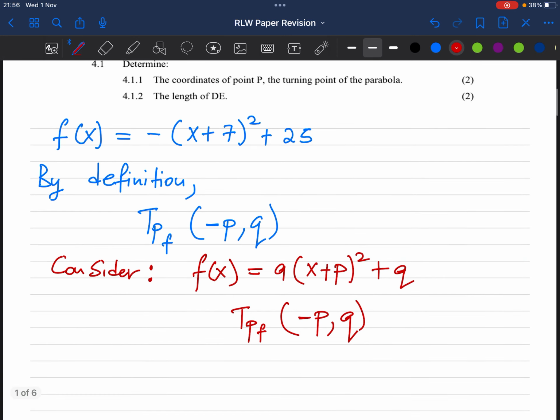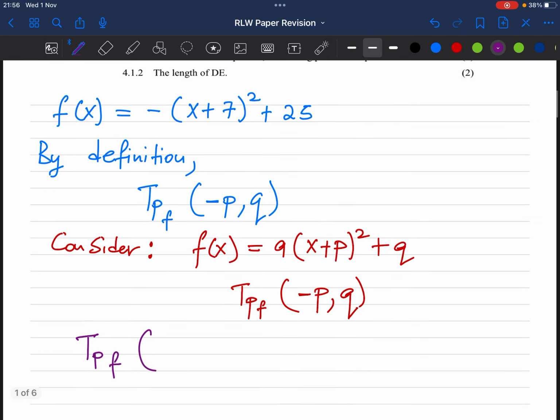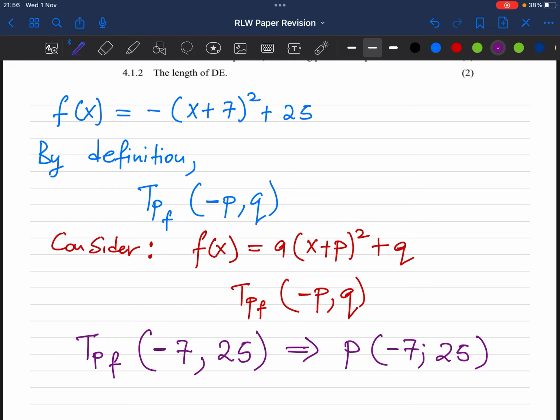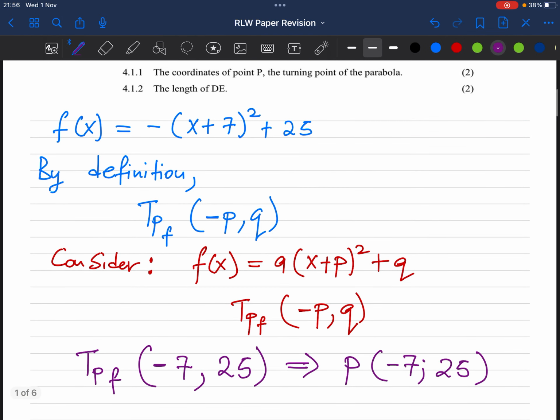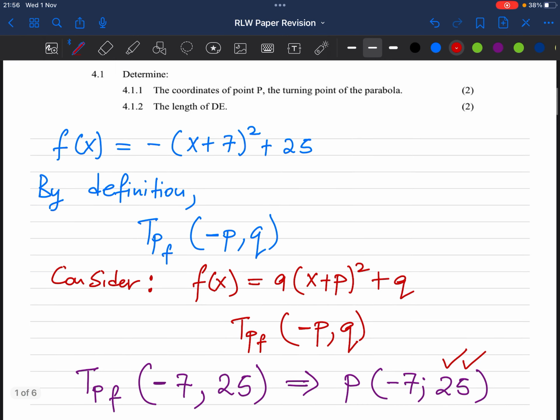So now for this case, we see that we have 7. So that means the turning point of f for this case should be negative 7, and our q is just 25. So that means the point P follows negative 7 is to 25 there. Your mark allocation for this one is just 2 marks. You'll get 2 marks for that.